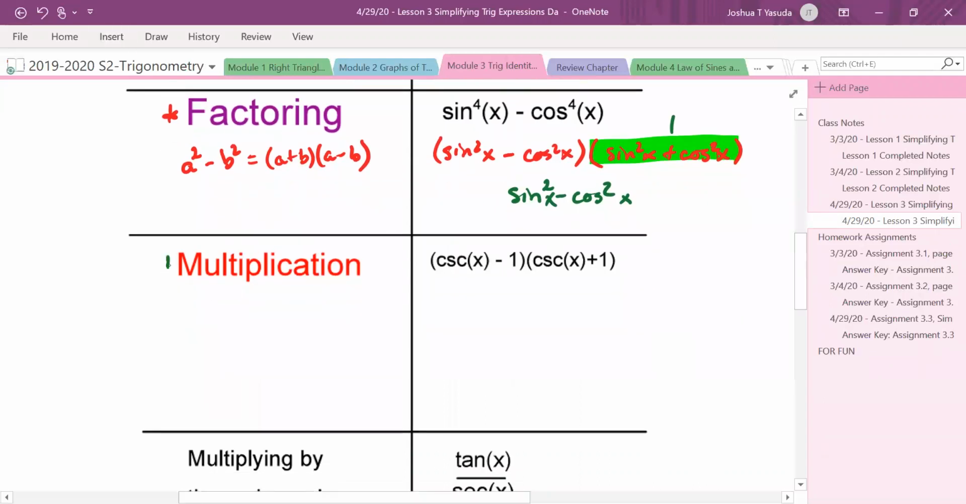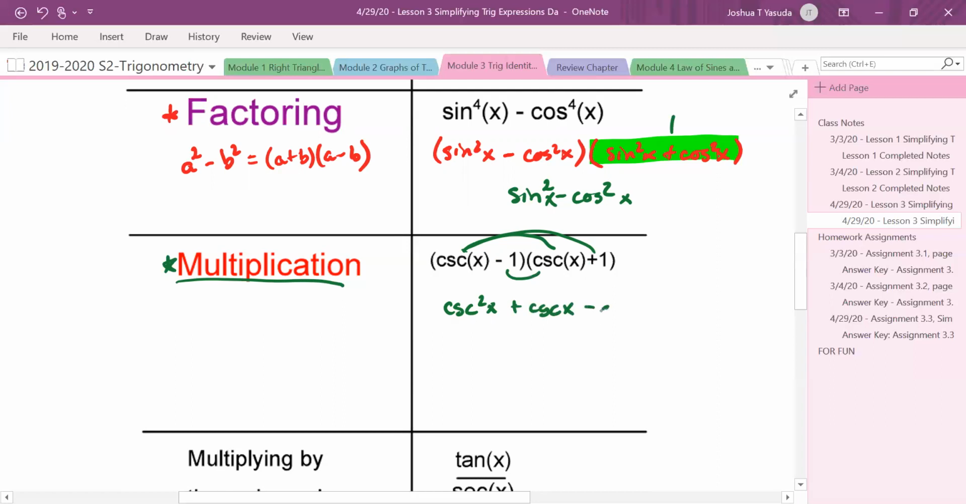All right, so we can do multiplication. Multiplication is pretty straightforward. If you see things multiplied together, then just multiply them and see where it takes you, right? So cosecant times cosecant would be cosecant squared. That times that would be plus cosecant.